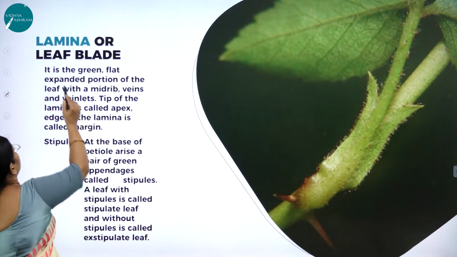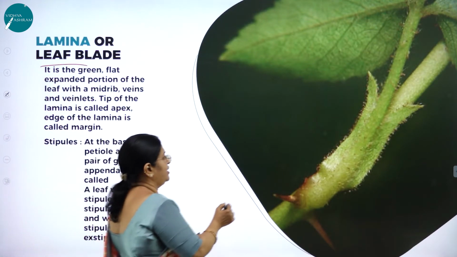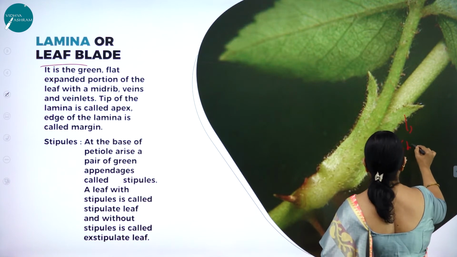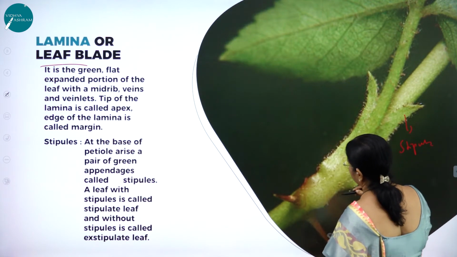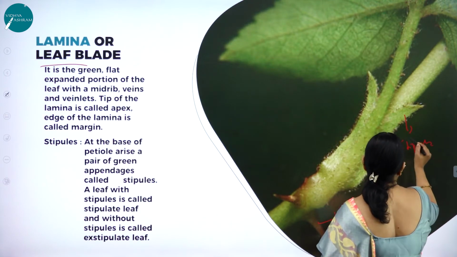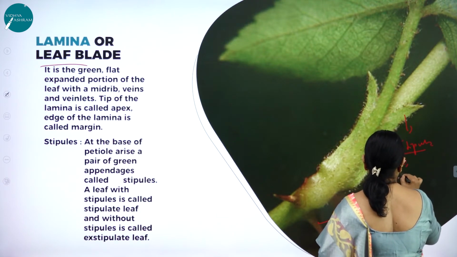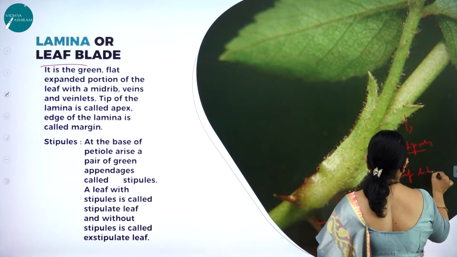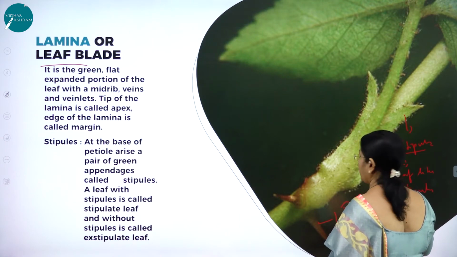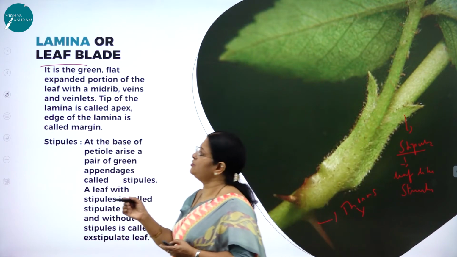Then this is the leaf lamina or the leaf blade. Here you can see the stipules. This is called the petiole, and here you can see the thorns. As I said, stipules are nothing but leafy-like structures. Thorns, that is, stipules get modified into thorns.